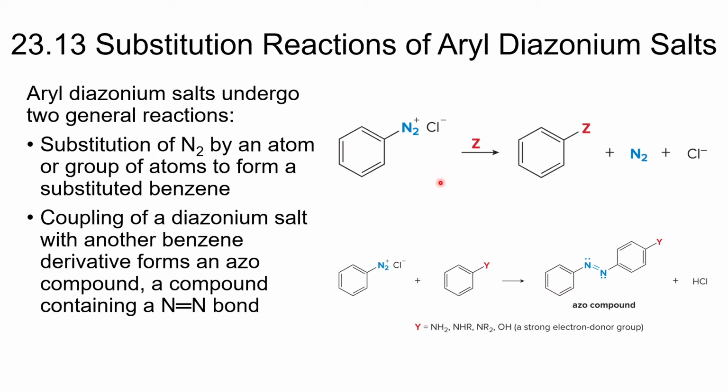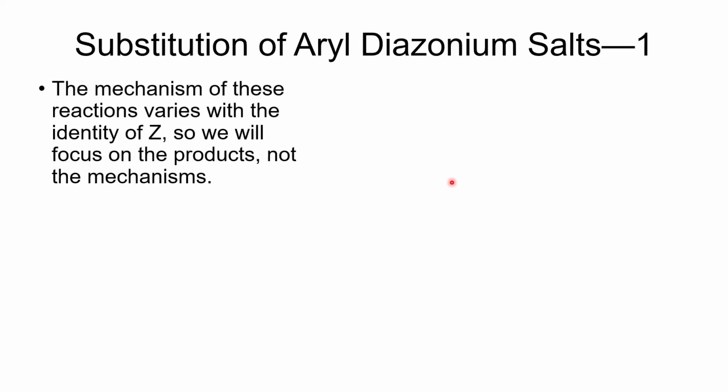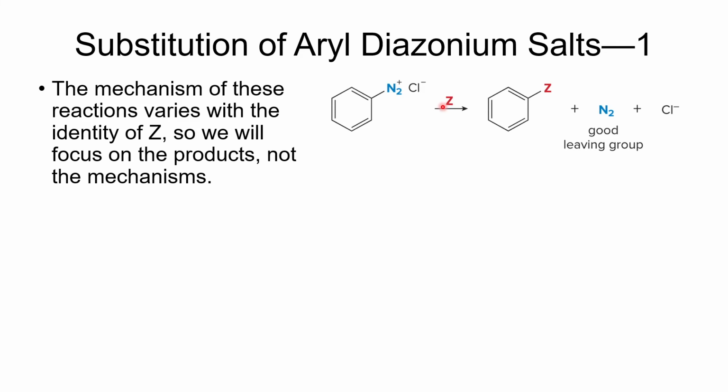There are some pretty cool substitution reactions that you might not have thought possible before. Now, the mechanism does vary with the identity of our replacing ion, so we're just not going to look at the mechanism for now. What we're going to do is talk about what product you get when you treat it with a certain kind of compound.